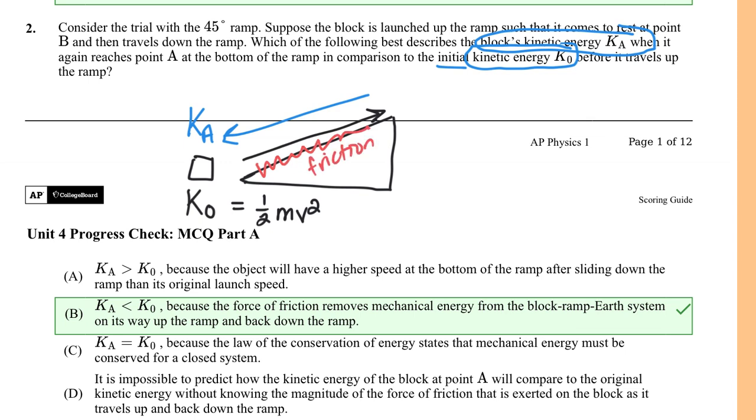Because there's friction on here, Ka will lose mechanical energy to thermal energy. All that mechanical energy will be lost, causing the block to slow down. Whenever the block slows down, we have less kinetic energy going down, and therefore our answer is going to be B, because the force of friction removes mechanical energy from the block-Earth-ramp system on its way up and down the ramp. Let's go on to the next question.